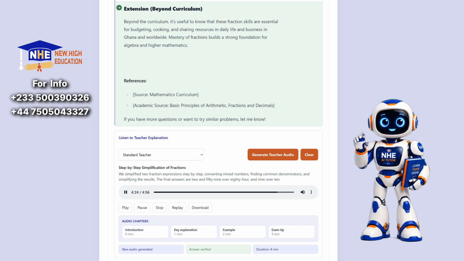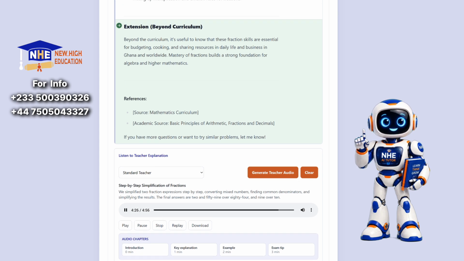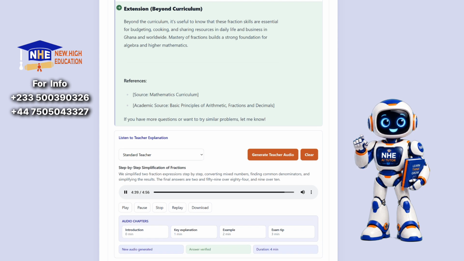Extension beyond curriculum. Beyond the curriculum, it's useful to know that these fraction skills are essential for budgeting, cooking, and sharing resources in daily life and business in Ghana and worldwide. Mastery of fractions builds a strong foundation for algebra and higher mathematics. Exam tip. Always show your working clearly and simplify your answers. This helps you get full marks and makes it easier to check your work.